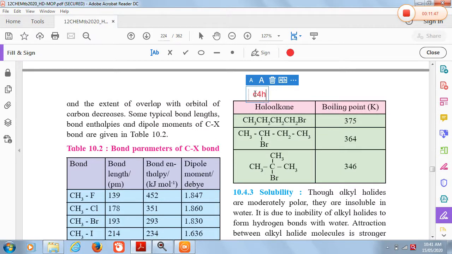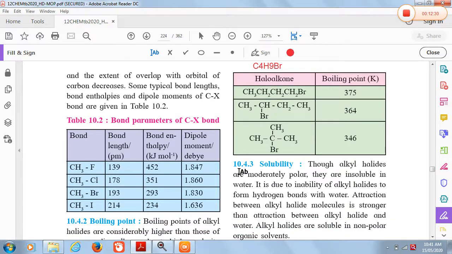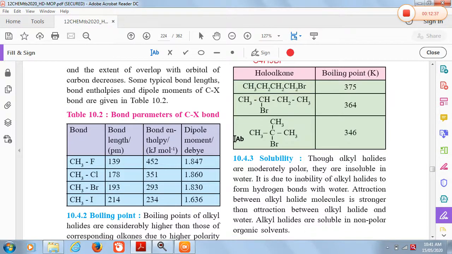If you observe the general molecular formula of this 4 carbon halogen compound, the molecular formula becomes C4H9Br. This is about the boiling point. The first one is N-butyl bromide, then secondary butyl bromide and tertiary butyl bromide.